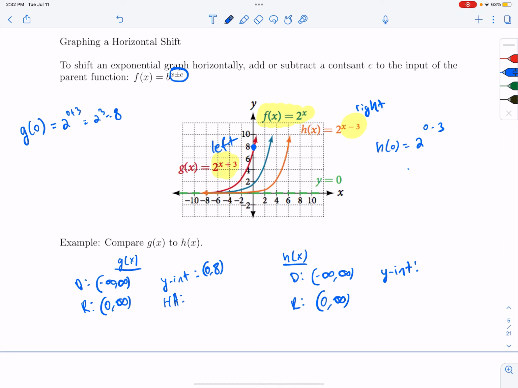For h of x, we're going to do h of 0 is equal to 2 to the 0 minus 3. So I get 2 to the negative third, which is 1 over 2 to the third, which is 1/8. So this is 0, 1/8 here. And something like down here. And then the horizontal asymptote for each of these functions is y equals 0. Okay, so that's how we can compare these functions that have a horizontal shift.